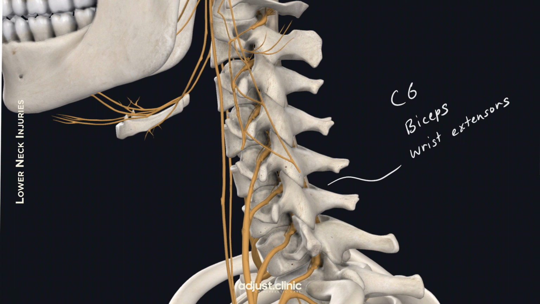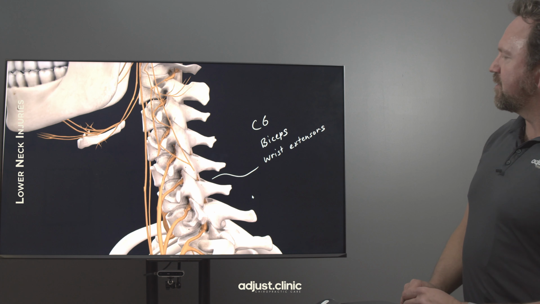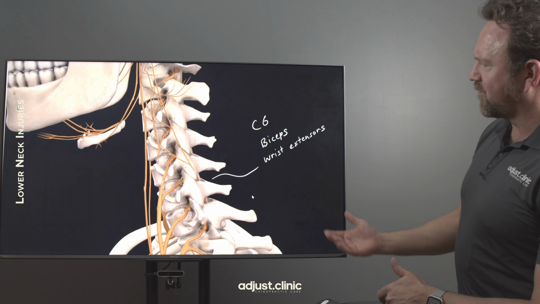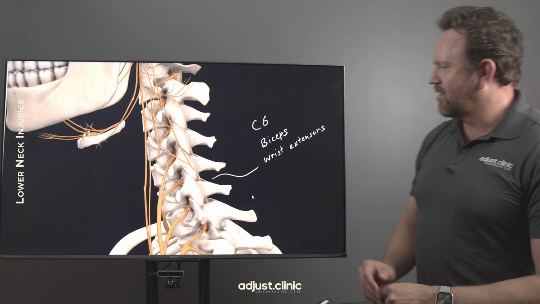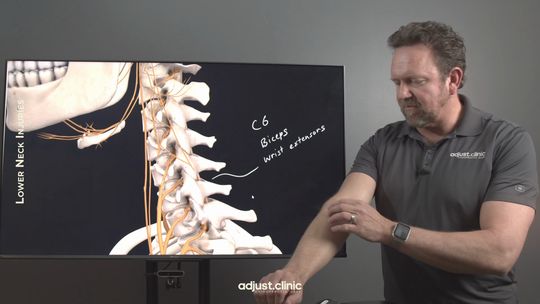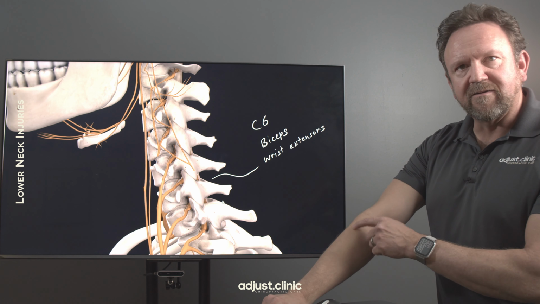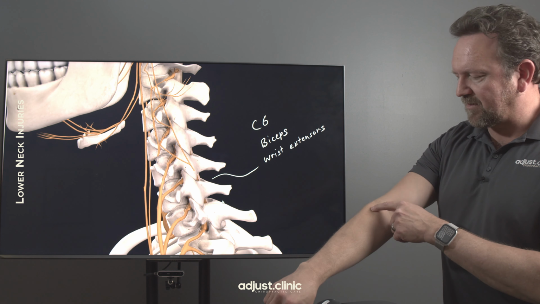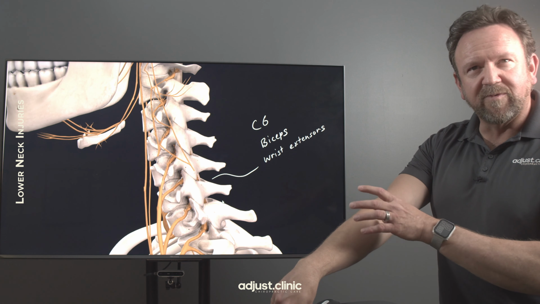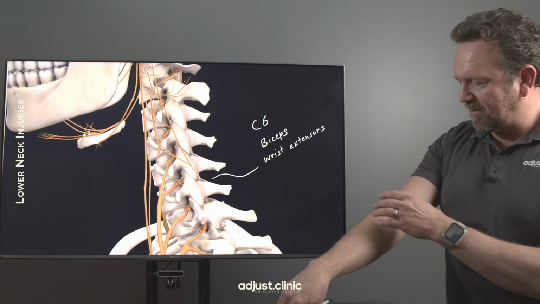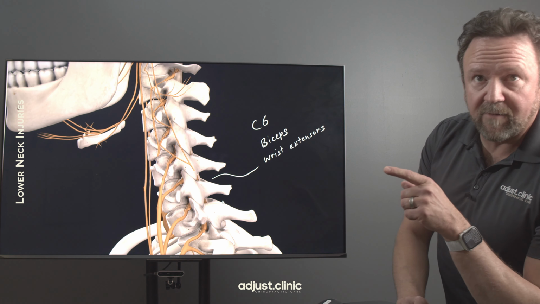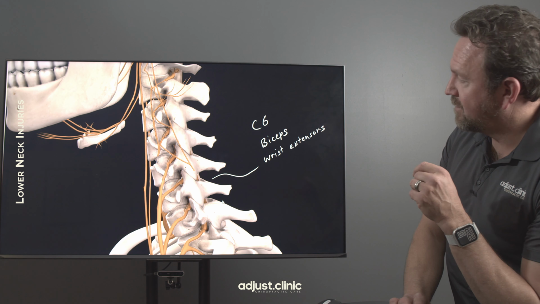And then at C6, between C5 and C6, the C6 nerve root will go to the biceps and the wrist extensors. And so a lot of times when C6 is injured, you might even get a tennis elbow because there's not a very good nerve root innervation to the wrist extensors, and that creates problems with the way the motors are firing and maybe inflammation at that site. And this is a very common area of injury, as we'll see.